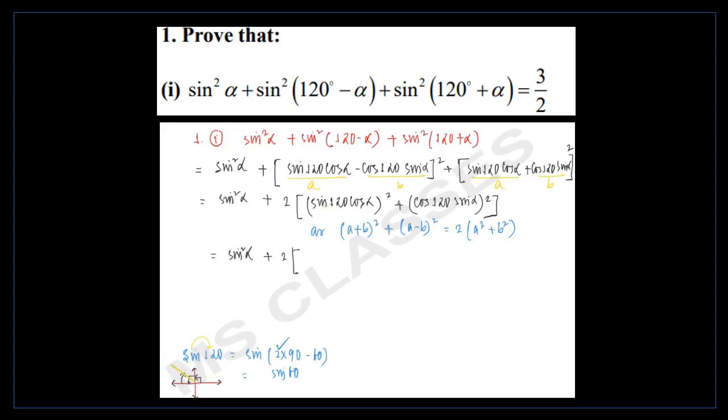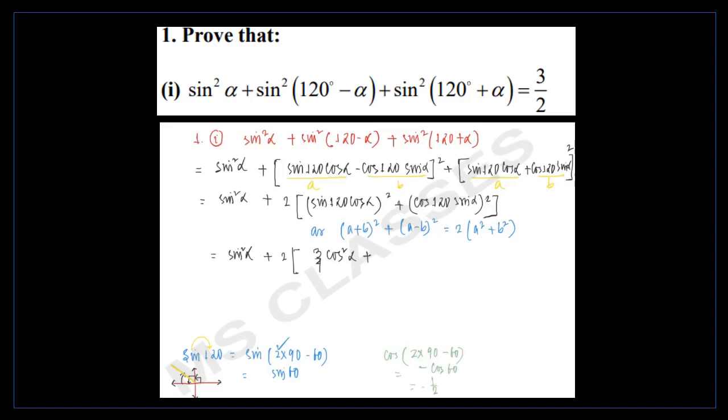Even if someone is doing this sum and is not seeing the sign, no problem. Why no problem? Because it's square thing is given. Now this will be what? 3 by 4 cos square alpha plus, now cos 120. Cos 120, what we can write? We can write this one as cos 2 into 90 minus 60. Second quadrant, so this will be what? Minus cos 60. So this is minus half.